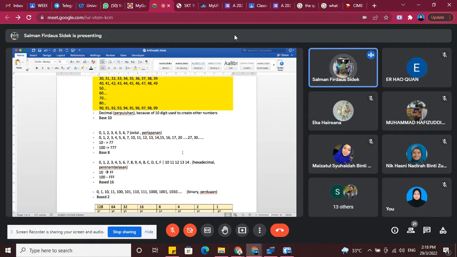Sebab sebutan tu penting. The way we mention the numbers is very important because it shows how we understand the numbers. If you say 1 and 0, it means 10 is a combination of 1 and 0. If you say 10, you know the number is 10, but the detail, the properties of 10, I don't know whether you understand it or not. So for this class, we go to the basic element of the number, which is the digit.